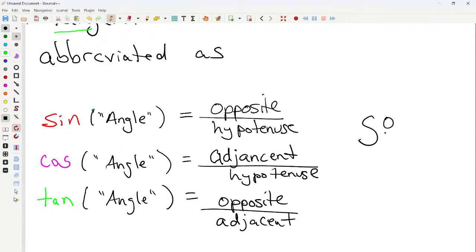Furthermore, you heard of PEMDAS, right? Please excuse my dear Aunt Sally. It reminds us how to do order of operations. Well, if you've never met SOHCAHTOA, this is SOHCAHTOA. Everyone knows SOHCAHTOA, just like everyone knows PEMDAS after you take trig. It's a shortcut to remembering what the ratios are. Sine is opposite over hypotenuse. Cosine is adjacent over hypotenuse. Tangent is opposite over adjacent.